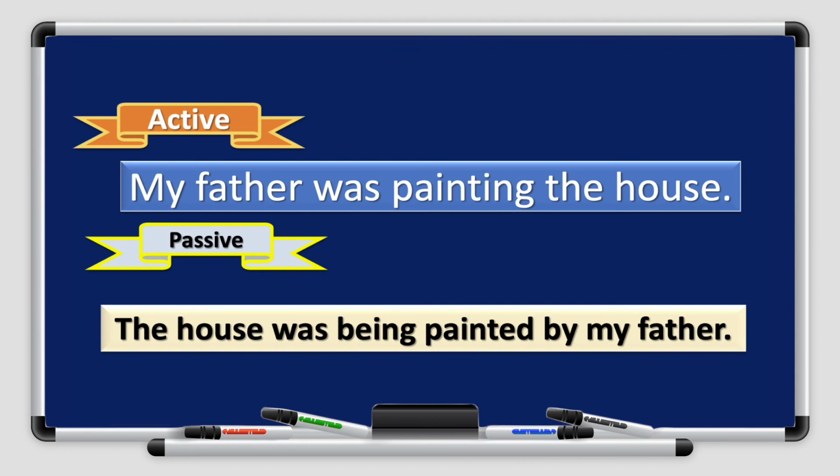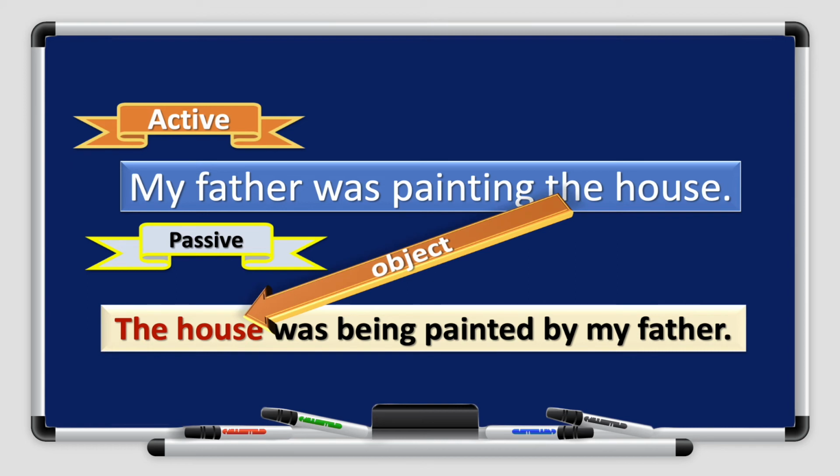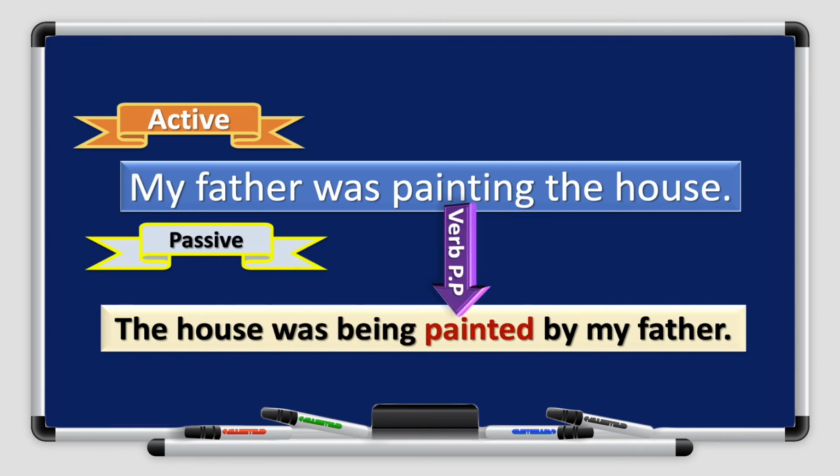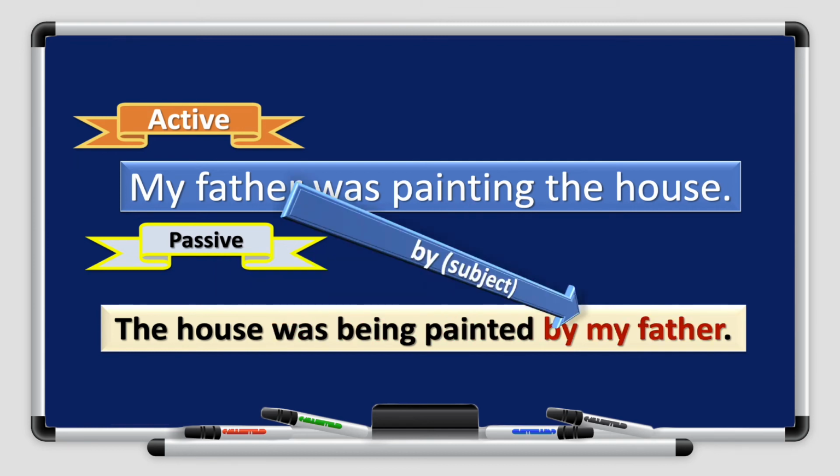Let's look at these examples. My father was painting the house. I want to change it into passive. I start with the object. Where's the object in the sentence? Excellent, the house. So the house was being painted by my father. We have the object, the house, was verb to be, being, followed by verb 3, and finally by the subject.